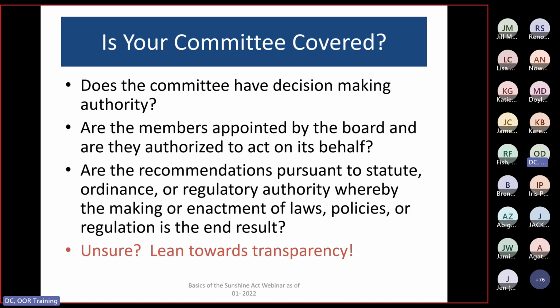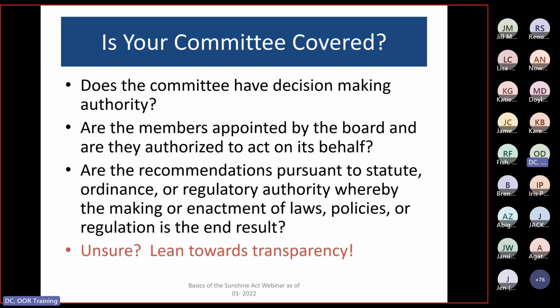But in that case, the court does go into some language that does provide a limited degree of guidance on this issue. Are committees covered by the Sunshine Act? And there are some questions that the court felt needed to be answered in order to arrive at a decision. First offhand, does the committee have decision-making authority? And we've kind of covered that based on the language that's in the law itself. Then are the members appointed by the board, and are they authorized to act on its behalf?